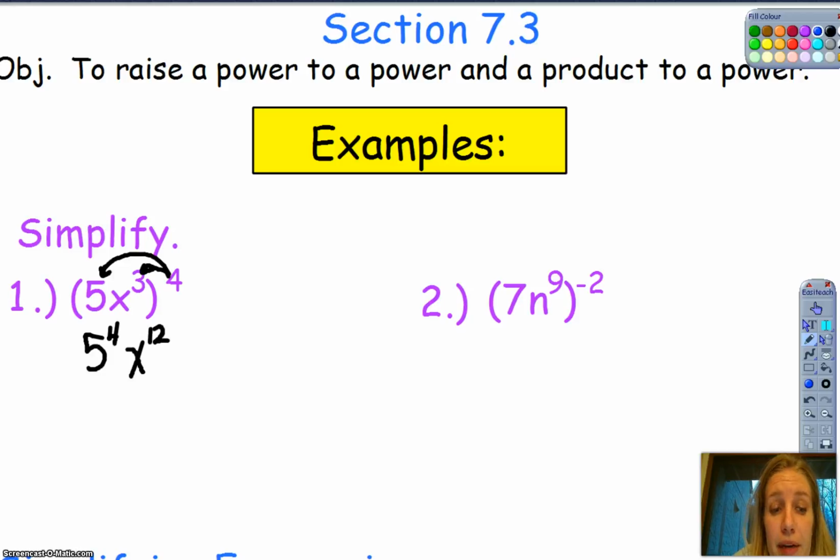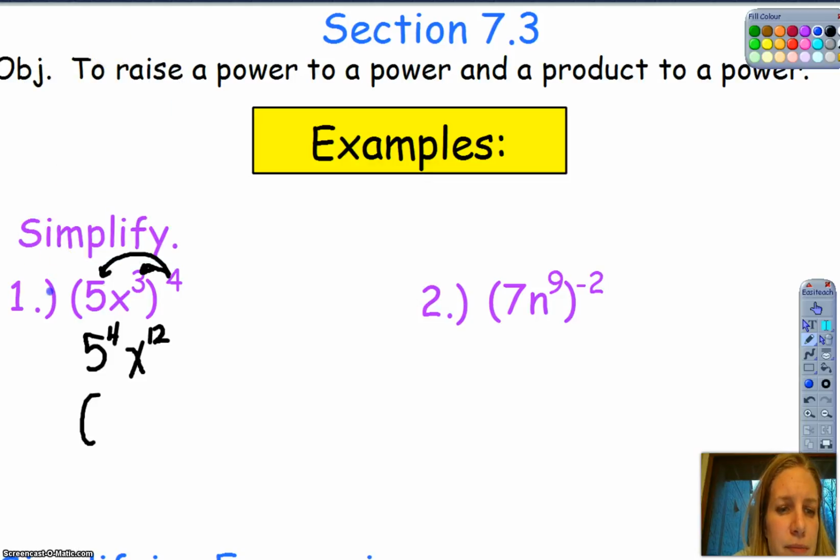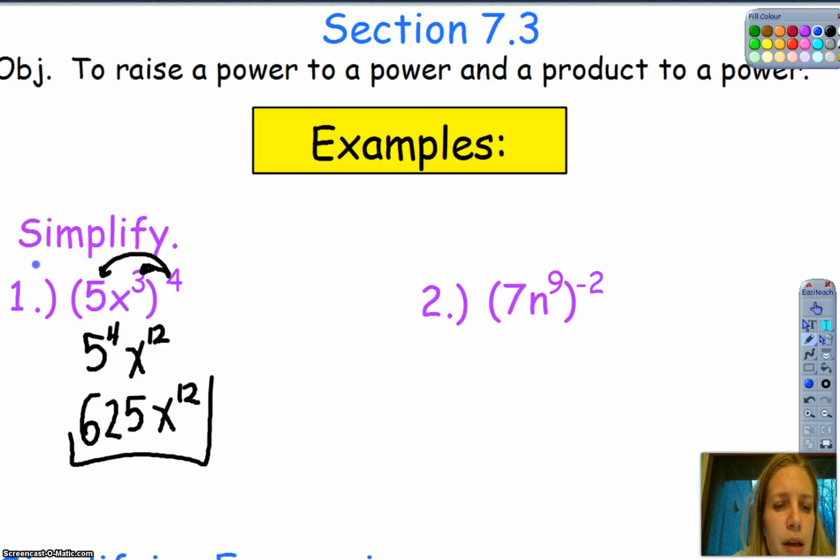Okay, now we have to simplify more. So we have to do 5 to the fourth power. I'm just going to pull up my calculator here, which means 5. Unfortunately, I don't have a scientific. So 5 times 5 times 5 times 5 is 625. X to the 12th power. And there's no negative, so we don't have to do anything further.